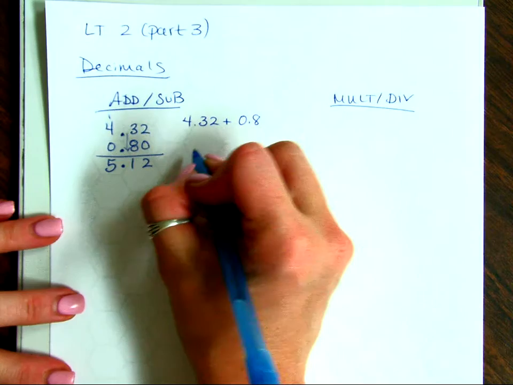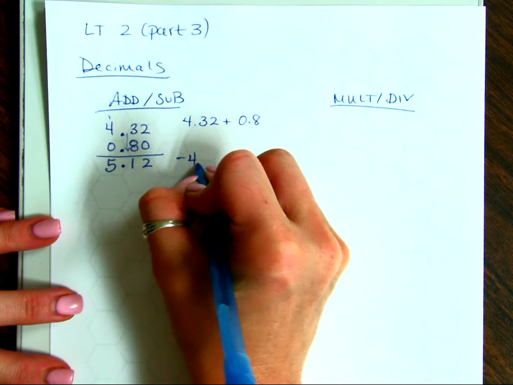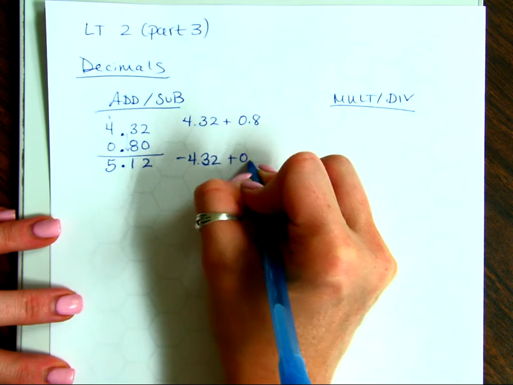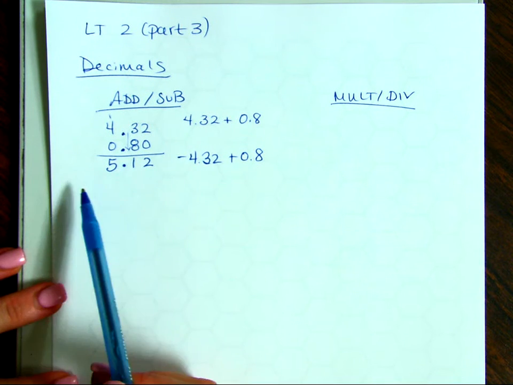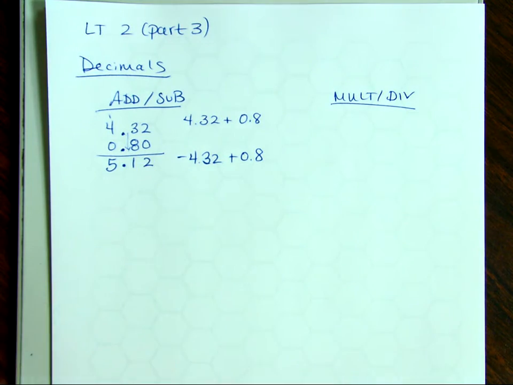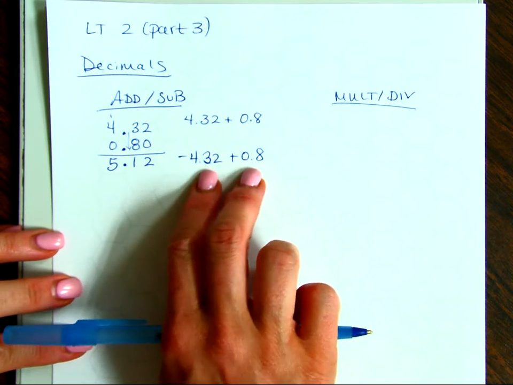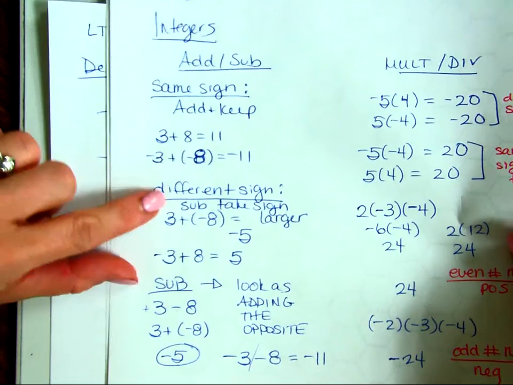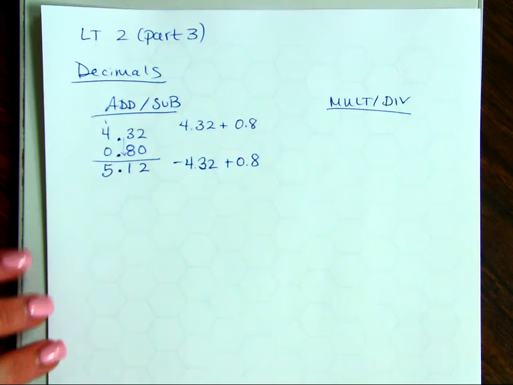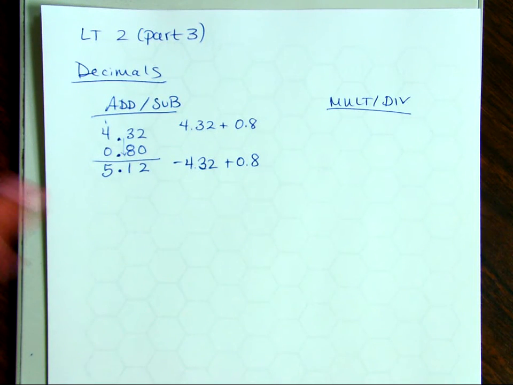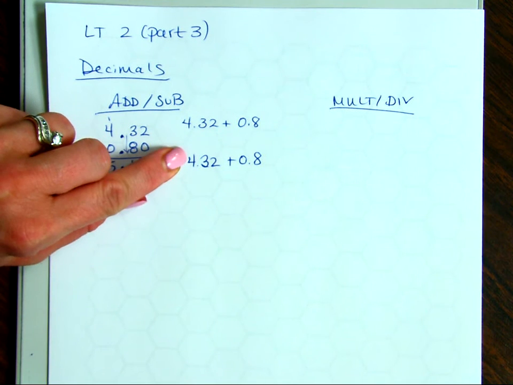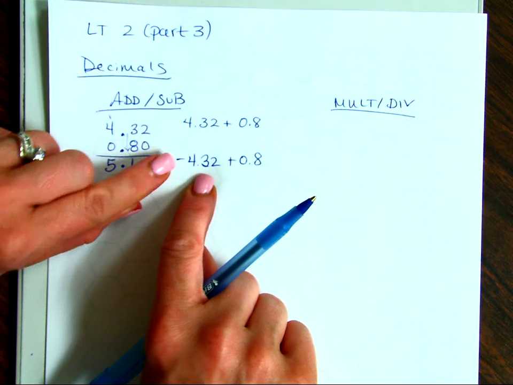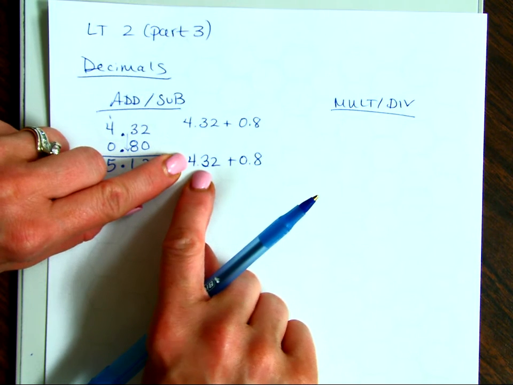So this is 2, this is 11, carry that over, and you got 5.12, okay? The tricky part would be, what if I had negative 4.32 plus 0.8? Okay, this could be a little tricky. You are looking at the signs are different, and according to the addition rules, when the signs are different, you subtract. And you always subtract the smaller one away from the larger, meaning the absolute value of it. I know that this one's smaller than that, but the absolute value of this is bigger than this one.